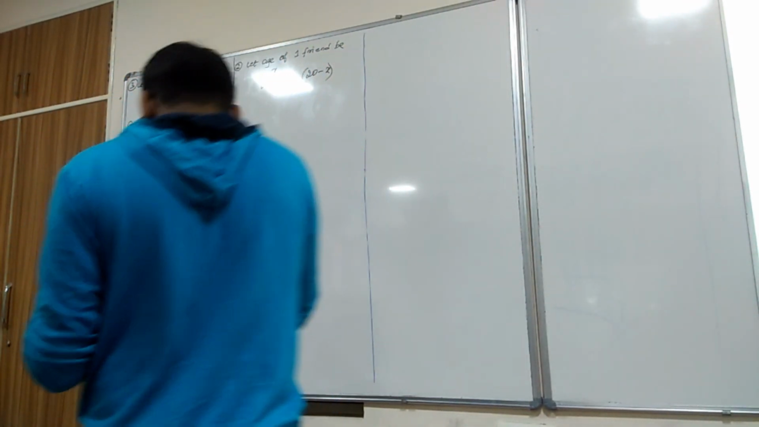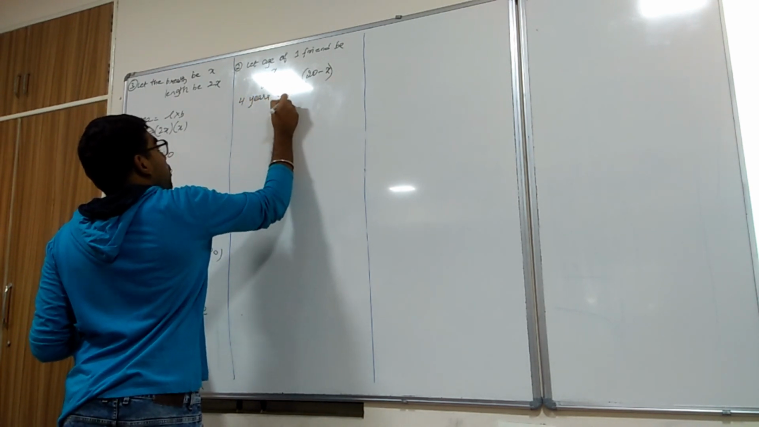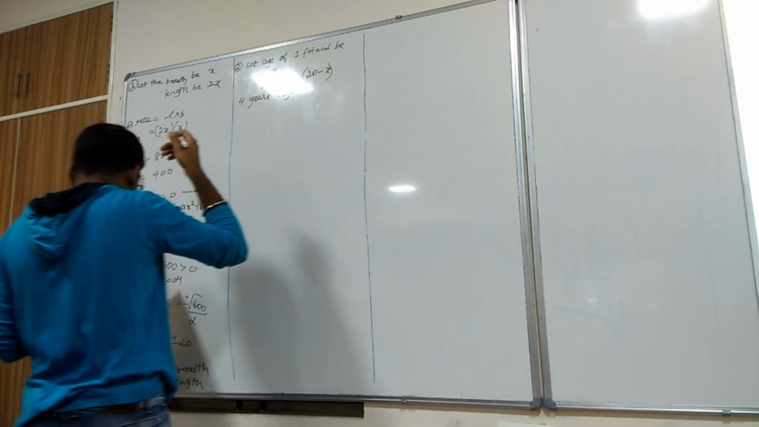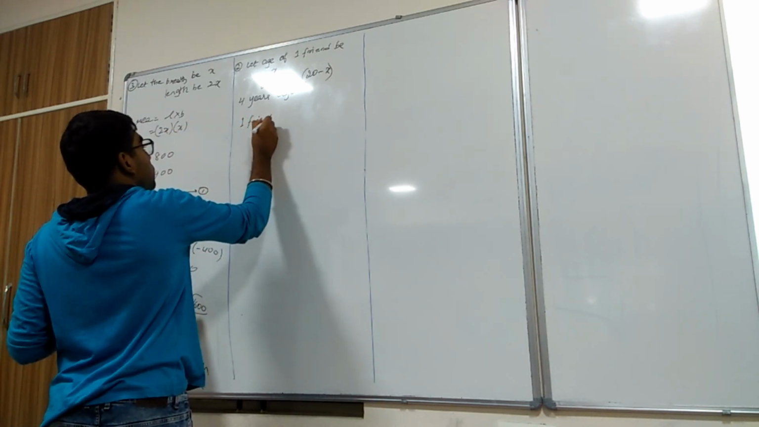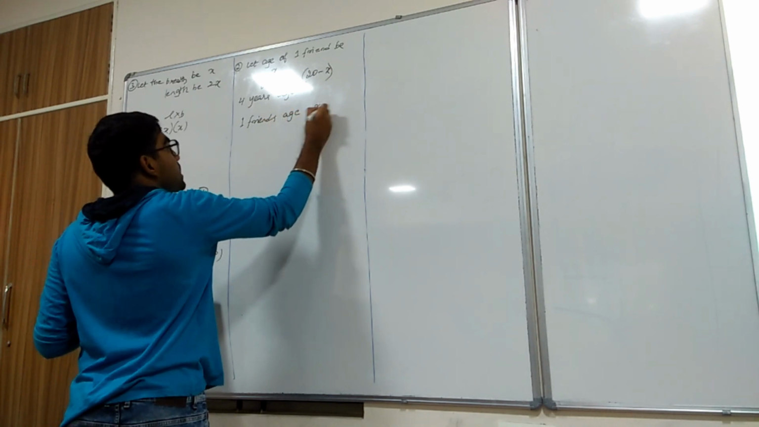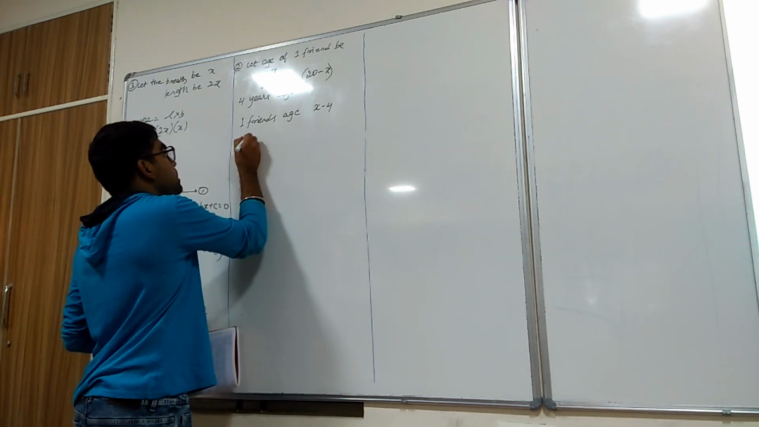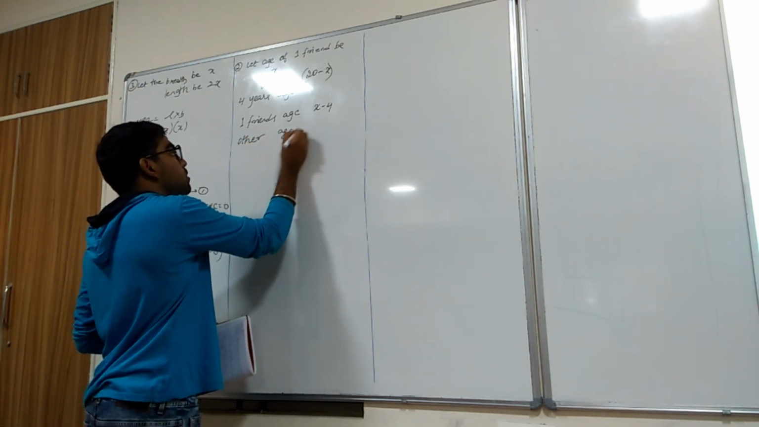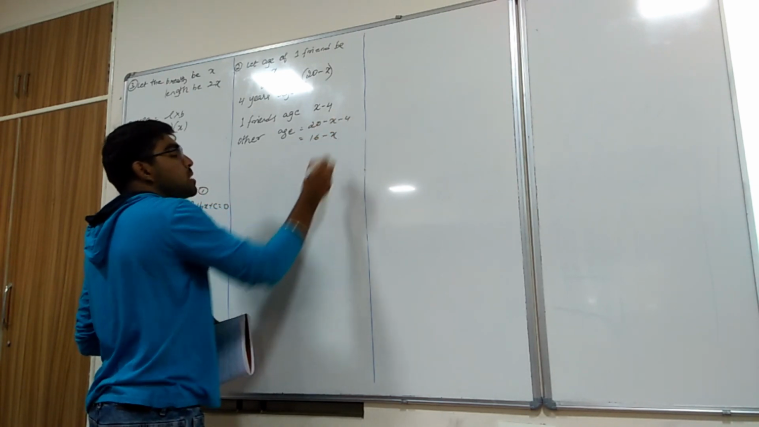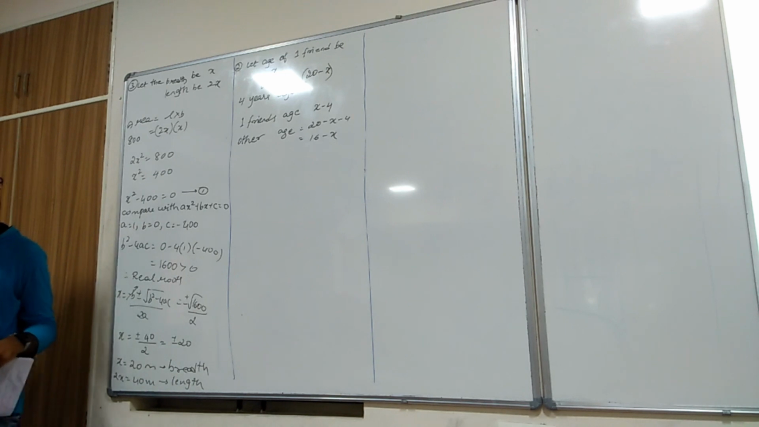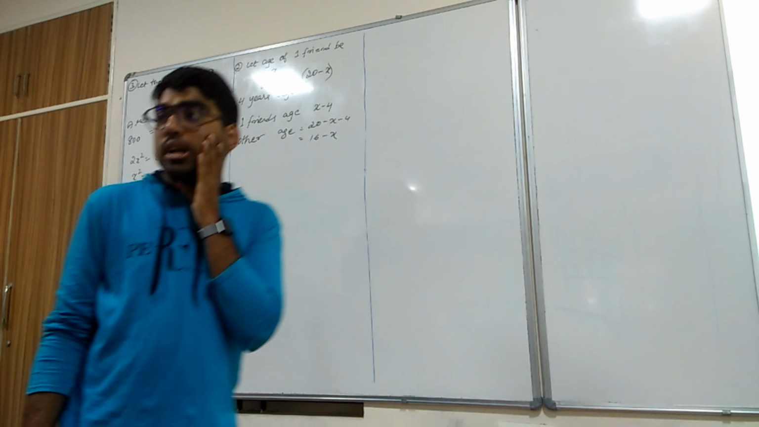x and y, 4 years ago. So first friend's age is x minus 4. Yes? Other friend's age is 20 minus x minus 4. How much will it be? 16 minus x. Right? Then 4 years ago, the product of their ages is 48.